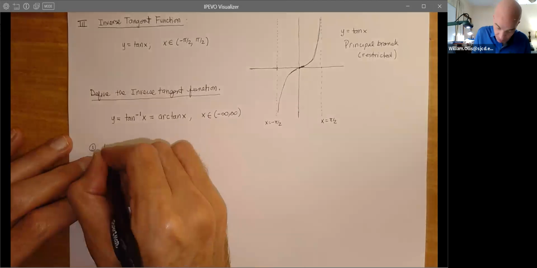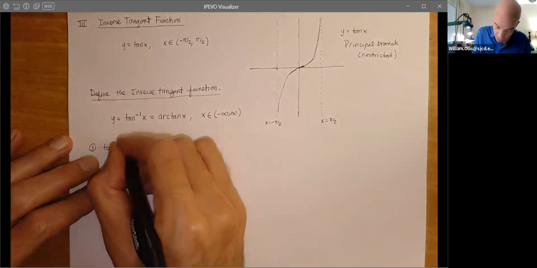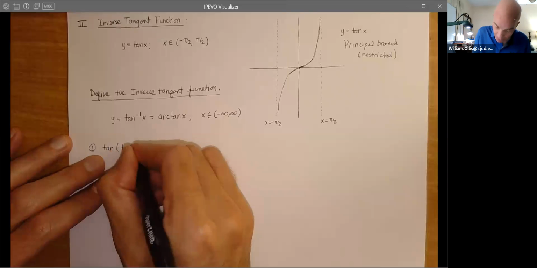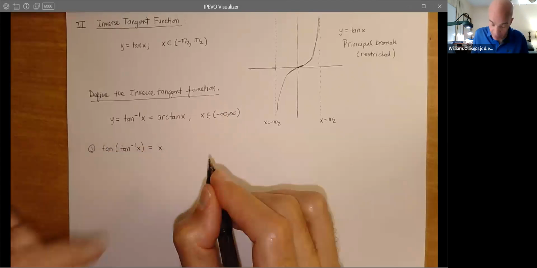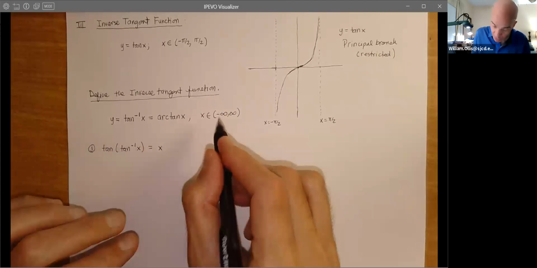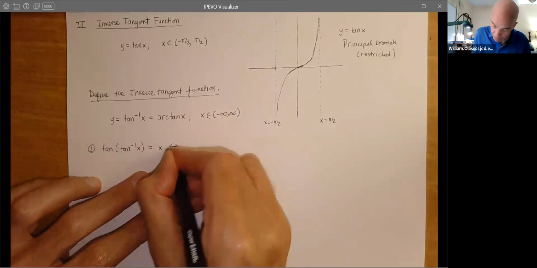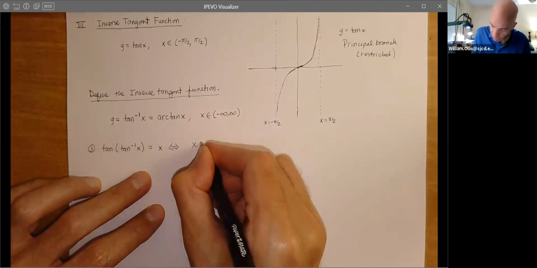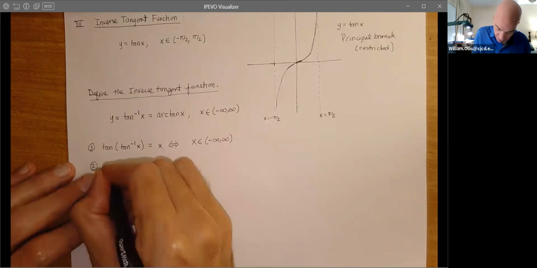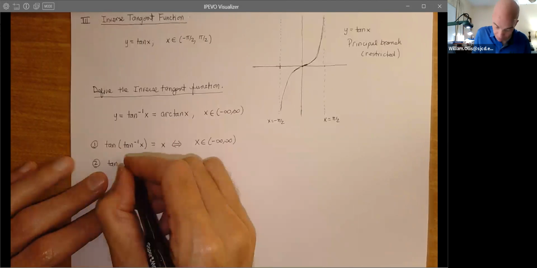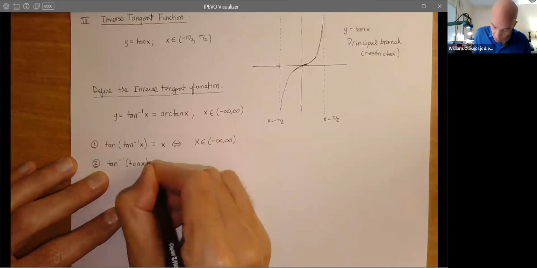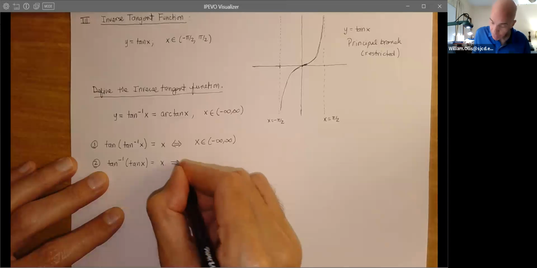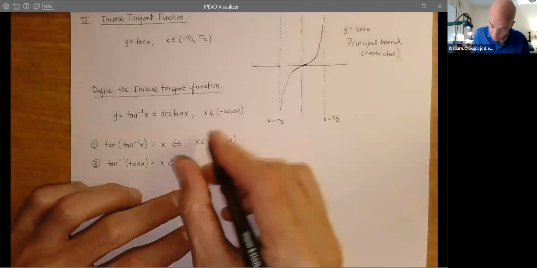So we'll do tangent. I just want to do these in the same order as I've done the other ones. Inverse tangent of x equals x, as long as we obey the input of the inverse tangent. So if and only if x is just a real number. So you can't really mess that up, can you? And then 2, inverse tangent of tangent of x will be the identity function as long as we obey the output. The output will lie between negative pi over 2 and pi over 2.